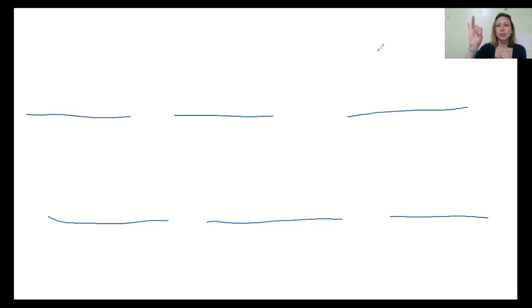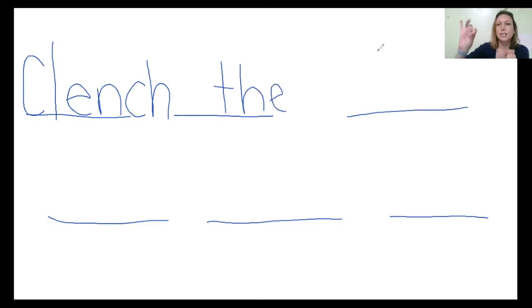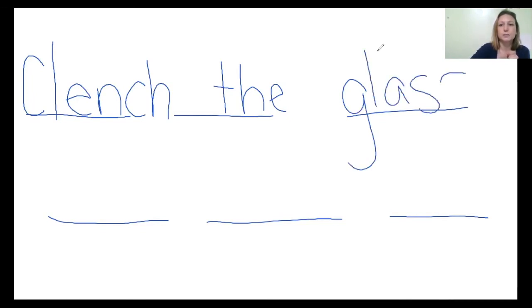Clench. K-L-E-N-Ch. 5 sounds. Capital C, first letter of my sentence. I heard that N before ch, so I'm using CH. Clench the glass. G-L-A-S. And what do we know about this one? Floss rule, single closed syllable ending in S. We're going to double that S.